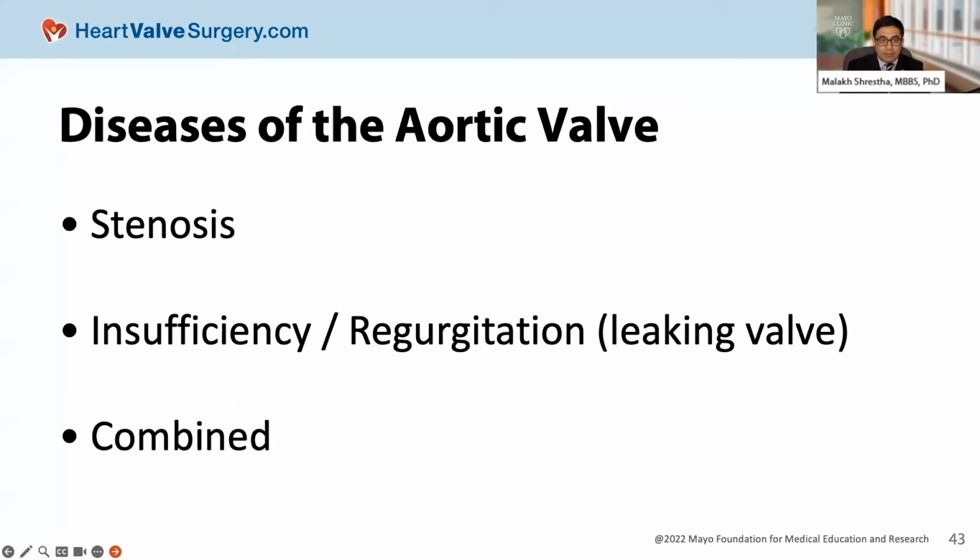So the diseases of the aortic valve can be stenosis, that means that it is calcified, which usually comes with age, or some diseases like rheumatic heart disease, or it can be regurgitation, which means a leaking valve, and the third one can be a combination of both.